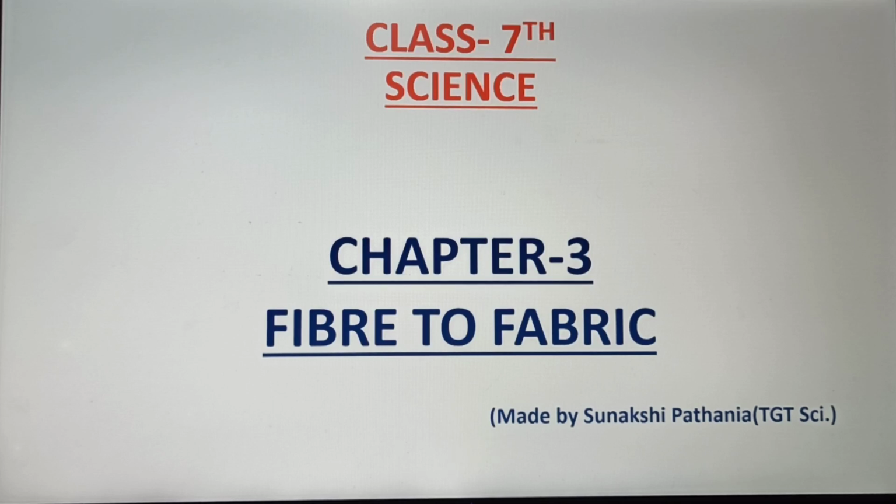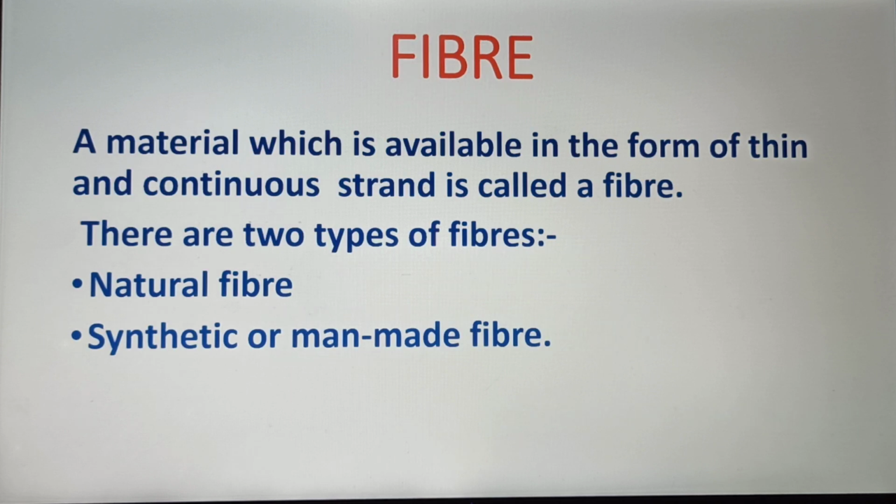Hello everyone, this is the video of chapter 3 Fiber to Fabric of NCERT Class 7 Science. Fiber, a material which is available in the form of thin and continuous strand, is called a fiber. There are actually two types of fibers. One is your natural fiber and other is your synthetic or man-made fiber.